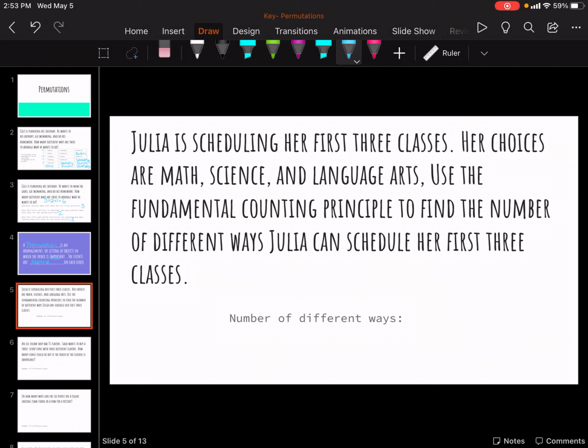So Julia is scheduling her first 3 classes. Her choices are math, science, language arts. Use the fundamental counting principle to find the number of different ways Julia can schedule her first 3 classes. Well, how many options does she have for her first? She's got 3, right? She could do math, science, or language arts. The first one's taken out. How many options are left? 2. Then the last one is 1. 3 times 2 times 1 gets me 6.